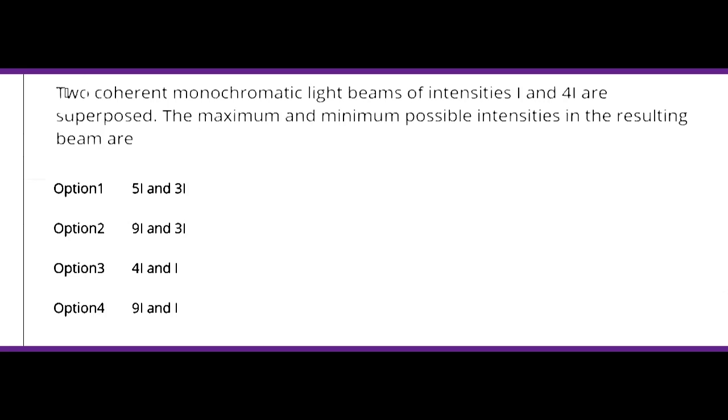Hello everyone, in this question, two coherent monochromatic light beams of intensities I and 4I are superposed. The maximum and minimum possible intensities in the resulting beam are. Now, in this question, it is given that the intensities are I1 equals I and I2 equals 4I. Now we have to find the ratio.